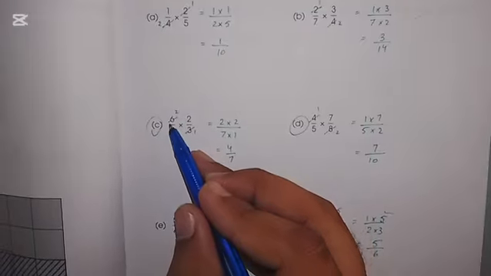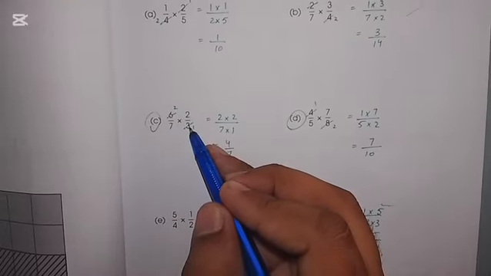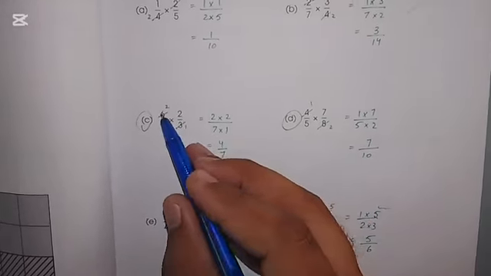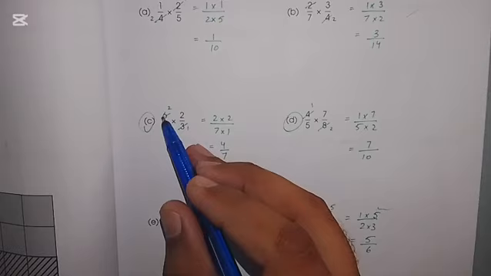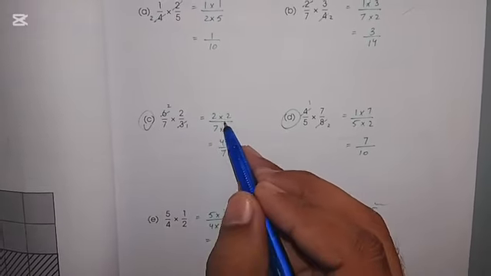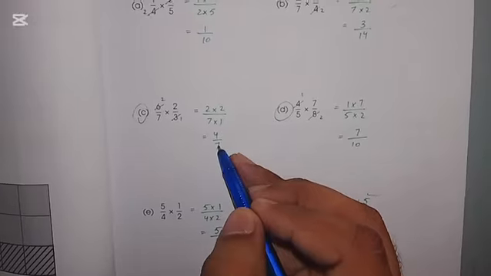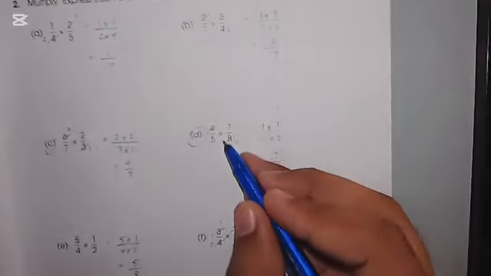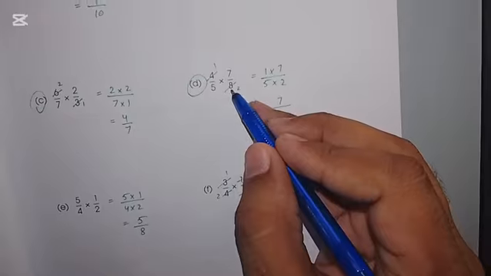Next part, 6 over 7 multiply 2 over 3, and we know that 3 and 6 go on the same table of 3. 3 1s are 3, 3 2s are 6. Now we get 2 multiply 2 and 7 multiply 1. So 2 2s are 4 and 7 1s are 7. Moving on to the next part, 4 over 5 multiply 7 over 8.